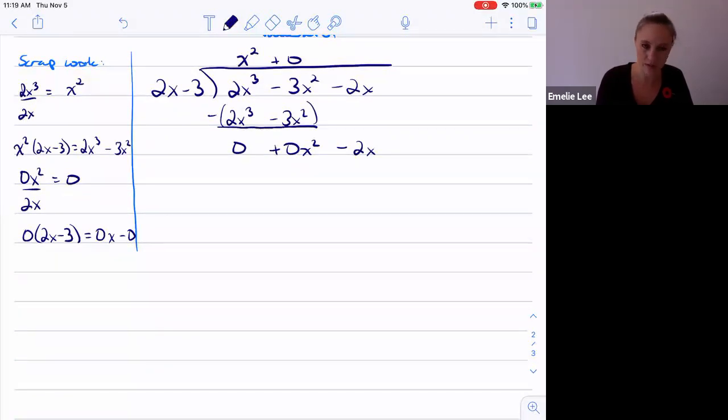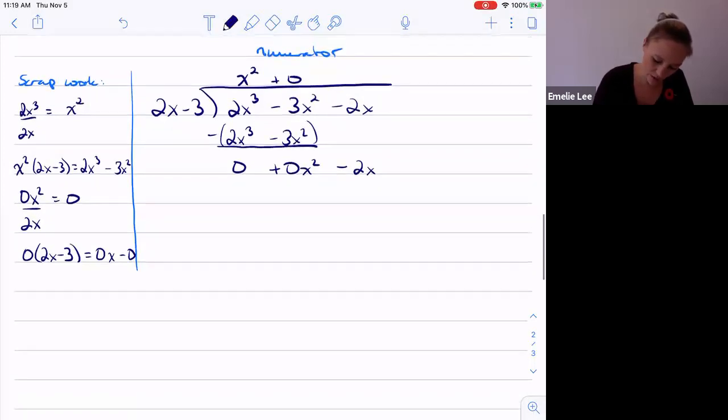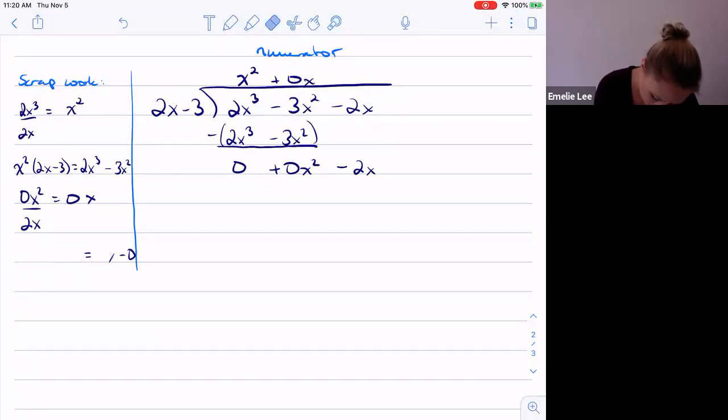Oh yeah, I guess it's 0x. It doesn't actually matter because it's 0, but just for keeping things gravy, it's 0x. Because it goes to 0, like I said, it doesn't matter, but just so we can always apply the same procedure, how about we keep it at 0x? That's fine. If you just wrote 0, that's fine too. Let me change this. 0x times 2x minus 3 is 0x squared minus 0x.